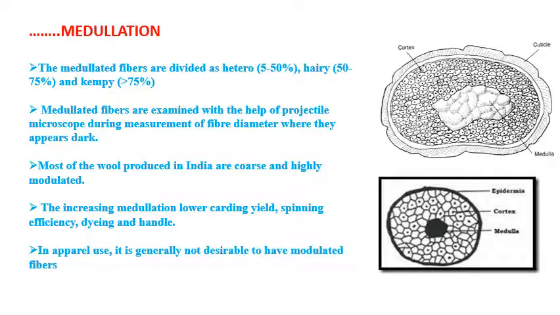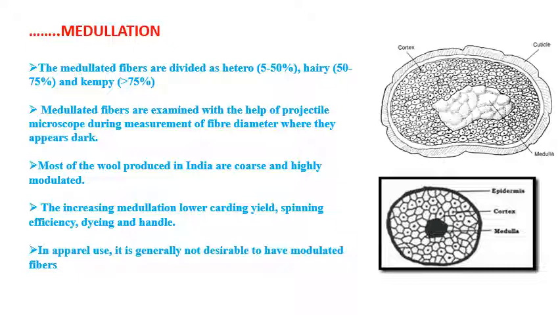So one more quality parameter is the medullation, which I have earlier discussed. The medulla is present in the case of coarse wool. When it is coarse, it will have a hollow structure and that will be seen as dark under the microscope. So the area of medullation can be measured, and that is called medullation. This medullation is expressed in percentage. The medullated fibers are divided as hetero when the medullation is 5 to 50% in terms of area, and if it is 50 to 75% then it is hairy, and when it is more than 75% then it is kempy.